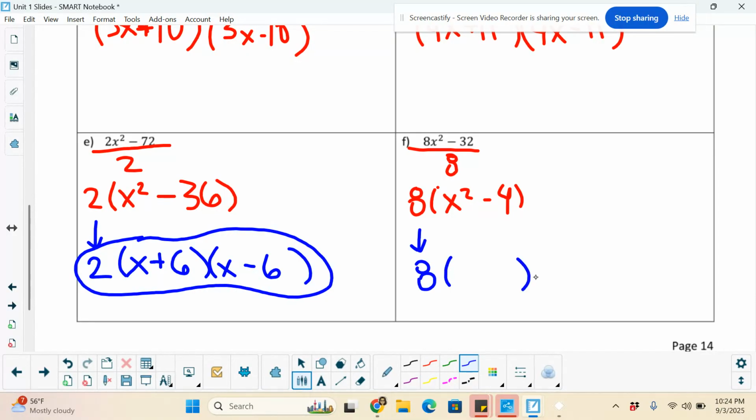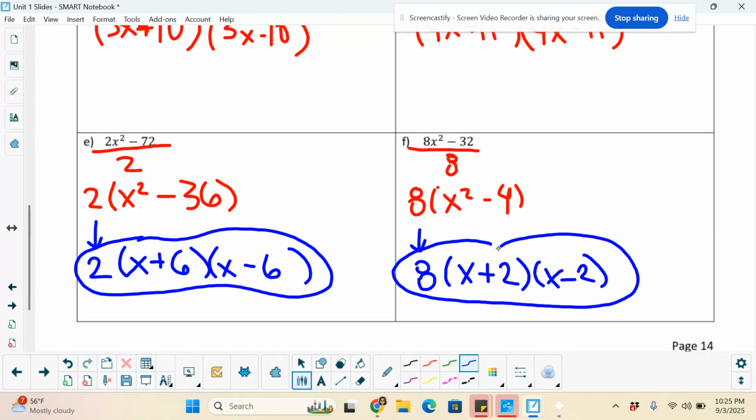We get our 2 parentheses going here. X gets broken down into both parentheses. We need a plus. We need a minus. And the square root of 4 is 2. That is correct for your final answer here.